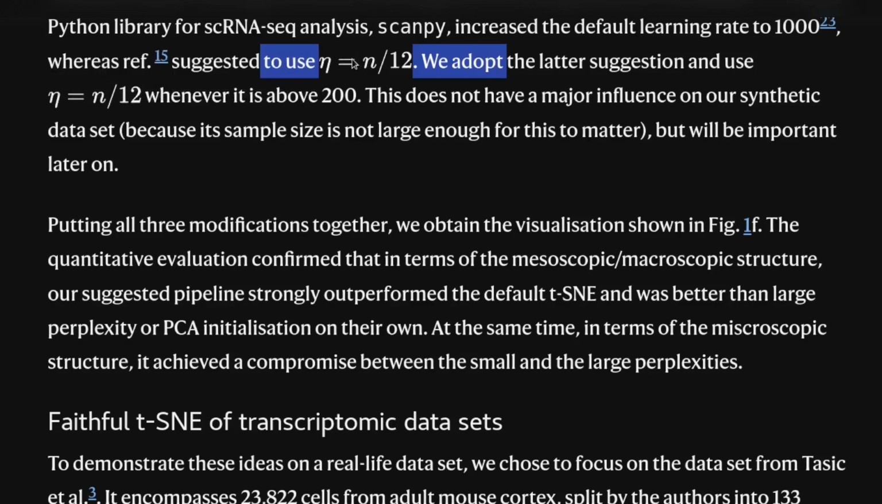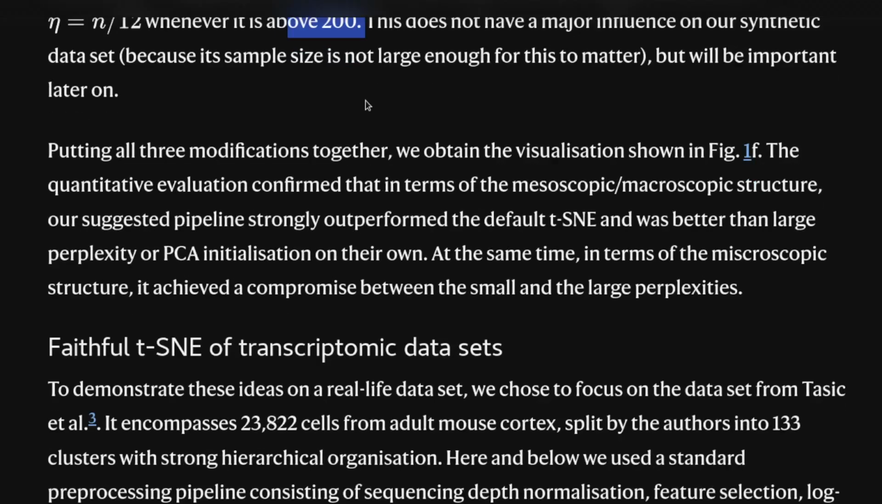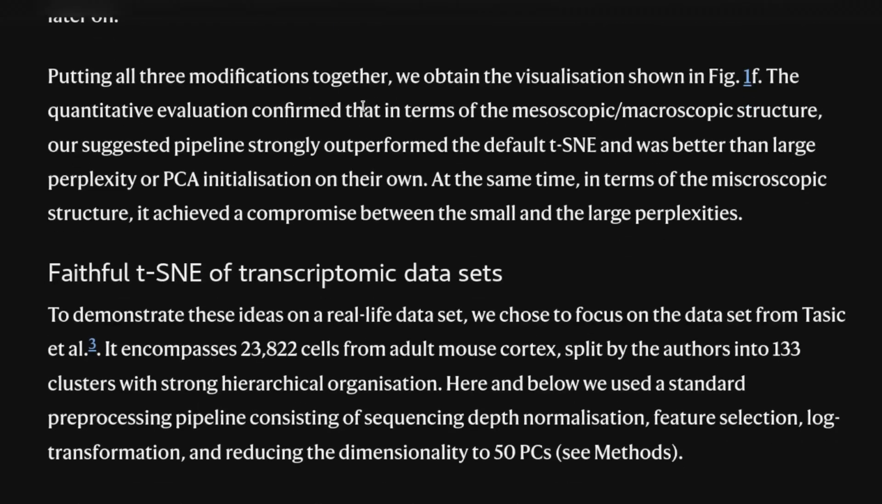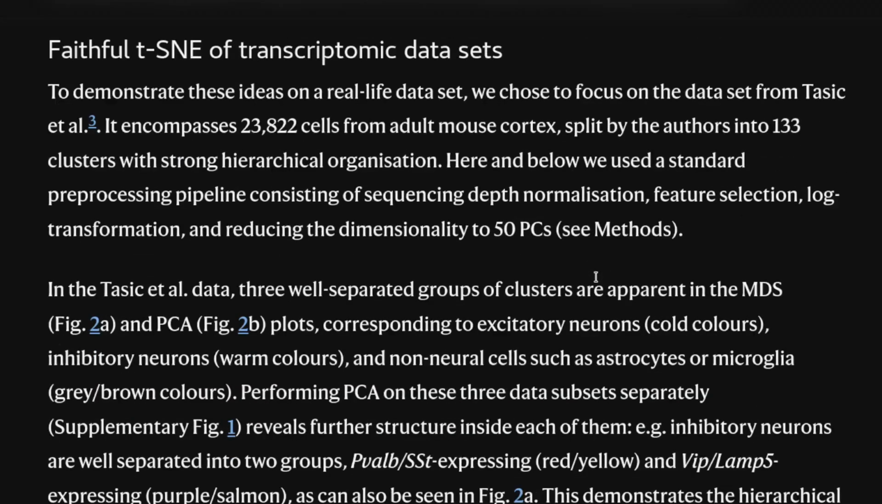This does not have a major influence on our synthetic dataset because its sample size is not large enough for this to matter, but will be important later on. Putting all three modifications together, we obtain the visualization shown in Figure 1f. The quantitative evaluation confirmed that in terms of the mesoscopic/macroscopic structure, our suggested pipeline strongly outperformed the default t-SNE and was better than large perplexity or PCA initialization on their own. At the same time, in terms of the microscopic structure, it achieved a compromise between the small and the large perplexities.